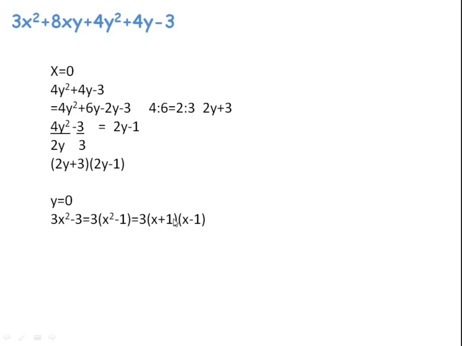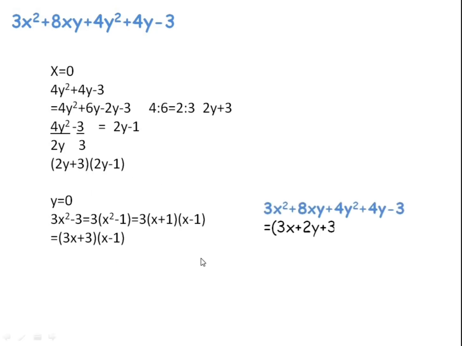So what is to be common? The common thing can only be the coefficient. So we have plus 3 and minus 1 here. So you can't include 3 in x minus 1, because minus 3 is nowhere. So you can only include it in x plus 1. So we are going to write it as 3x plus 3 into x minus 1. Now we are summing up the factors. So we get 3x plus 2y plus 3, x plus 2y minus 1. So this is our final product.